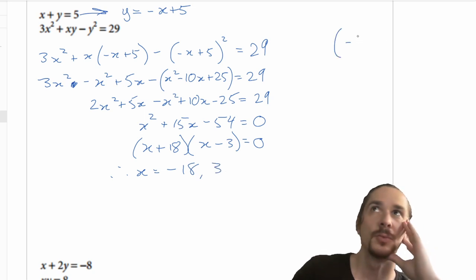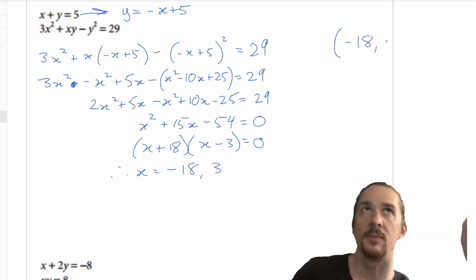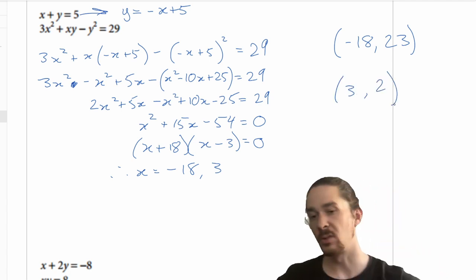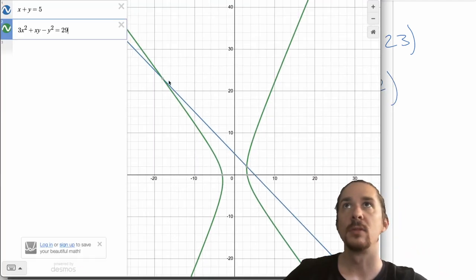So we're going to have two answers. One's going to start with negative 18, x plus y equals 5, so that means we're going to need to add 23 onto that. And then we're going to have one that's 3, which means we only need to add 2 onto that. So let's graph these and see if we're right. Our points of intersection are at 3, 2 and negative 18, 23.